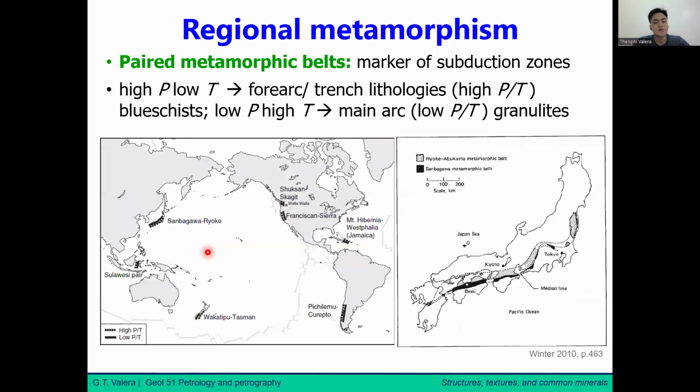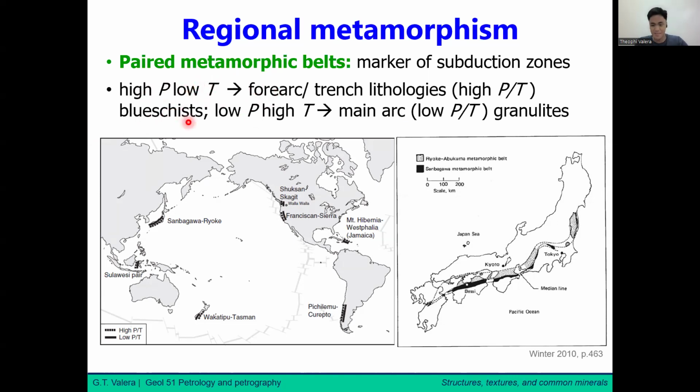Okay, so this leads us to the concept of paired metamorphic belts. So we've discussed the subducting slab interacting with the overriding plate, both the oceanic lithosphere and the other underlying mantle material that is experiencing high pressure, low temperature. So that's the fore-arc trench lithologies. So it's characterized by a high P, low T environment, resulting in rocks such as blueschists and eclogites.